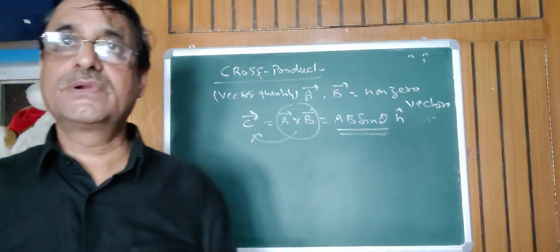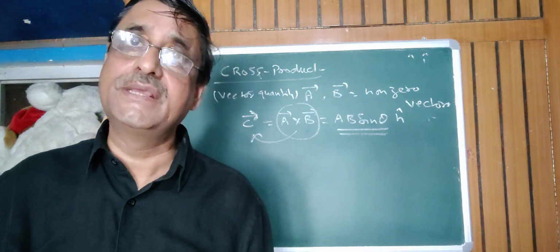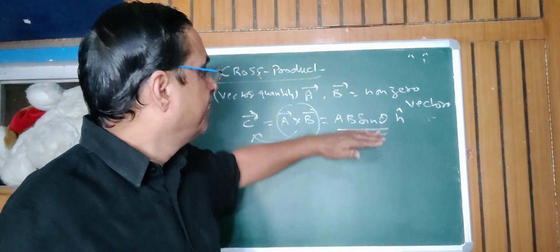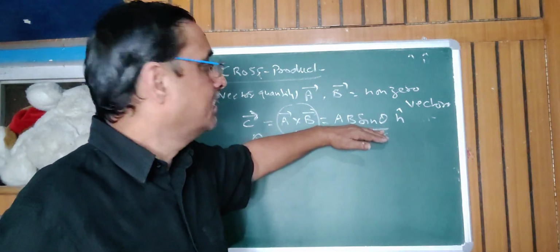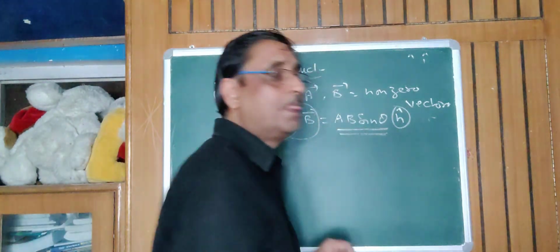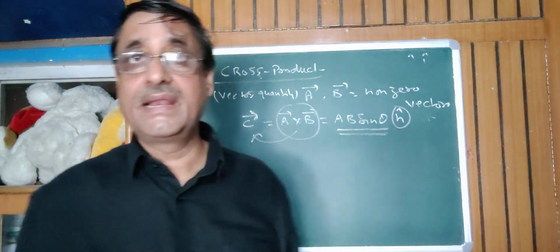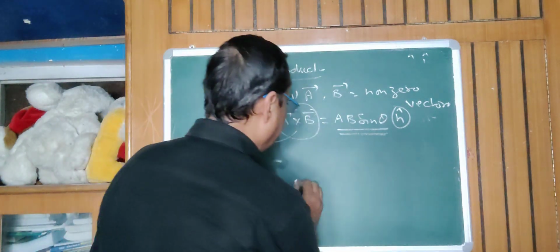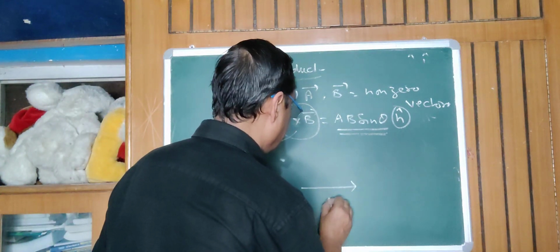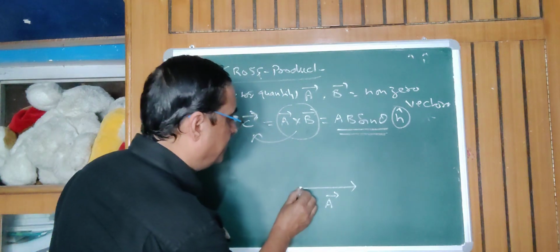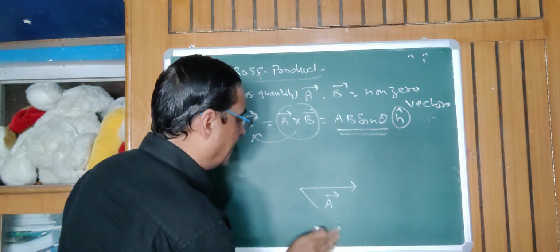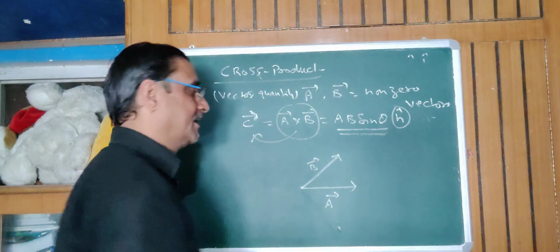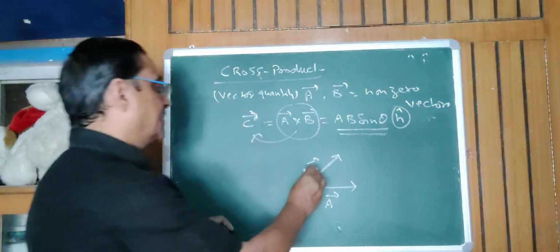Let us say that the cross product of two vectors is another vector C. So what is C? C is always written as AB sin theta into n cap, where this is called the magnitude of this vector and this vector gives you the direction. Now you see how we give this direction. Say for example, we have vector A in this manner, and vector B is pointing towards this side. And theta is the angle between them.